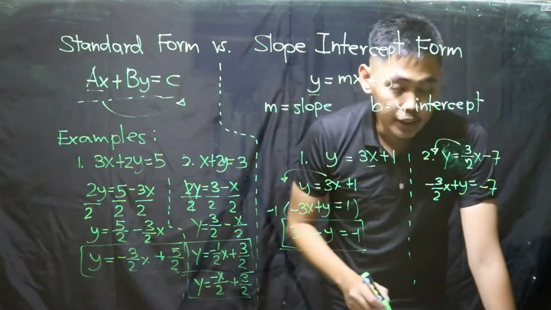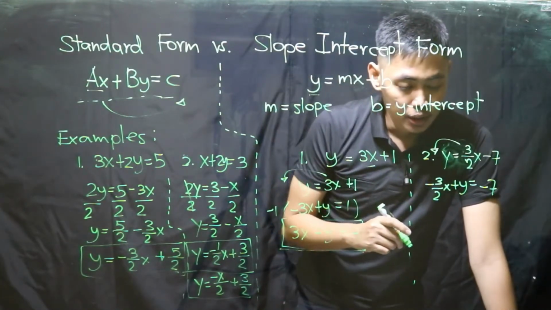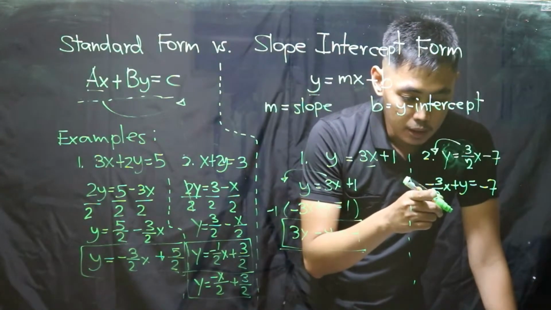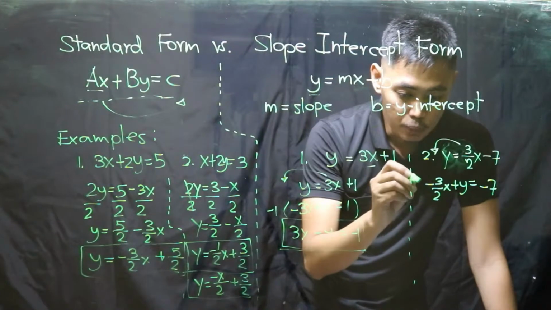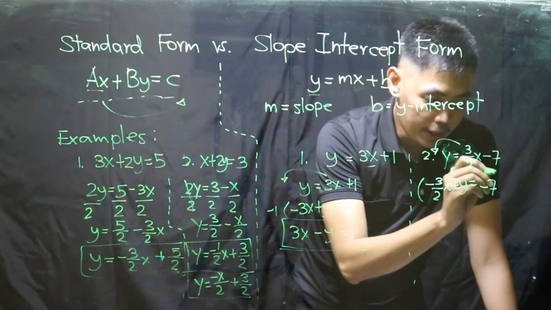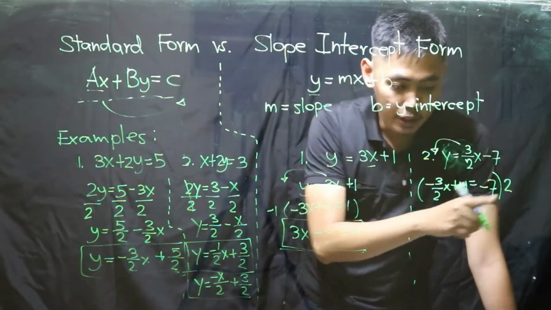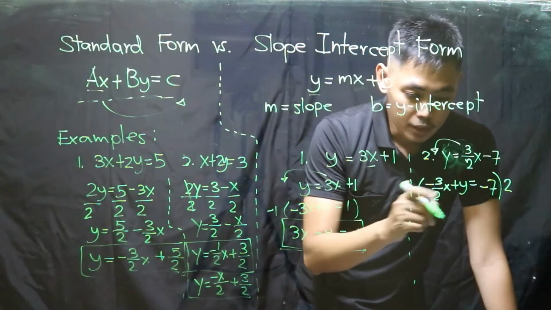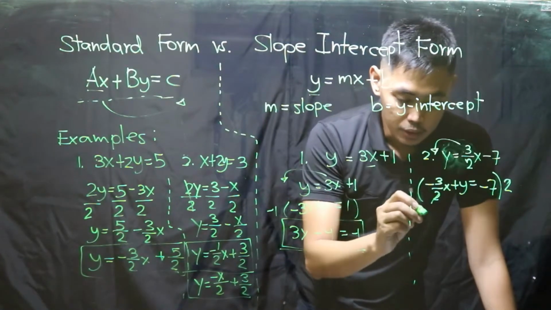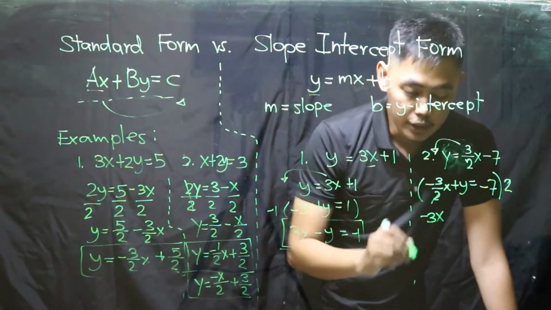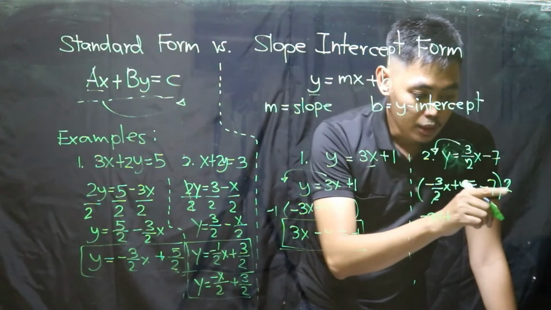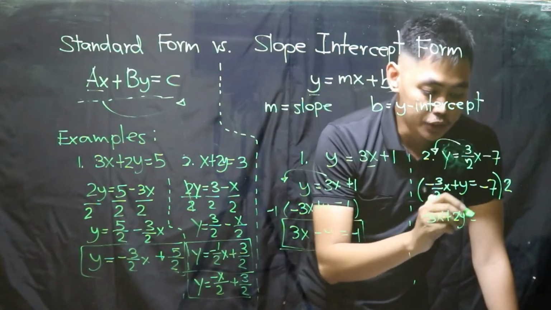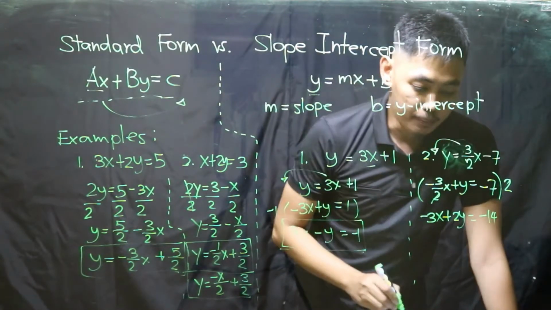Alright, the next thing that we will need to do is we actually need to remove 2. Okay, so what we will need to do is we will need to multiply 2 on everything here. So 2 times negative 3 over 2x, we'll just need to cancel the 2. So we are left with negative 3x plus 2 times y is 2y is equal to 2 times negative 7 is negative 14.